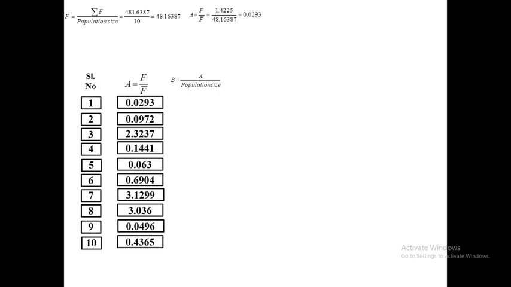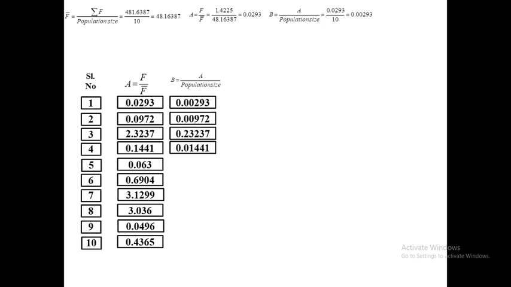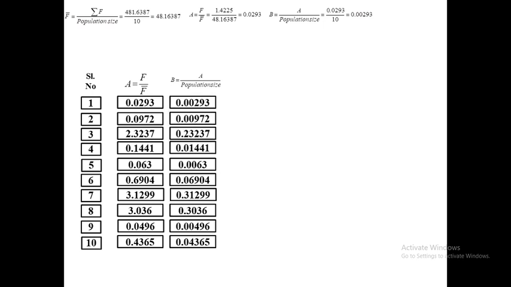B is equal to A divided by population size. The population size in this problem is 10, so B is equal to A by population size. For serial number 1, B is equal to 0.0293 divided by 10, so 0.00293. Similarly, I produce the B value for all the serial numbers.